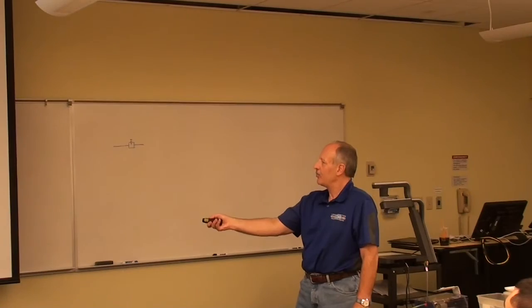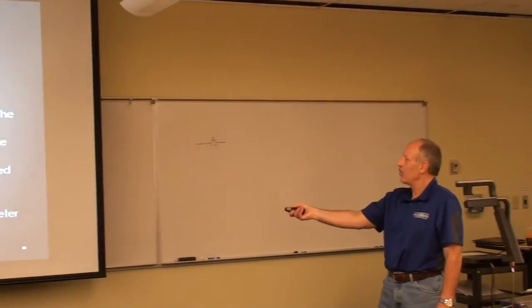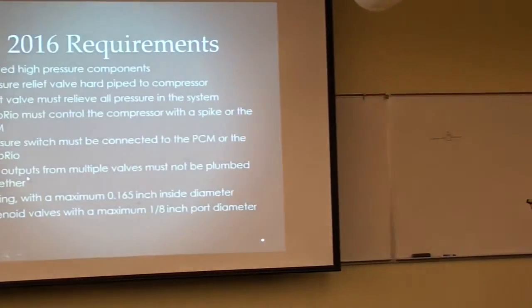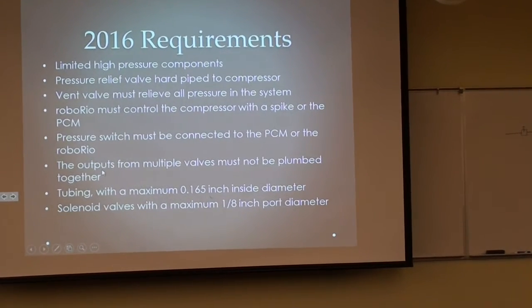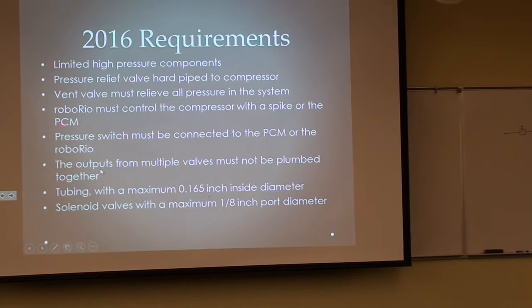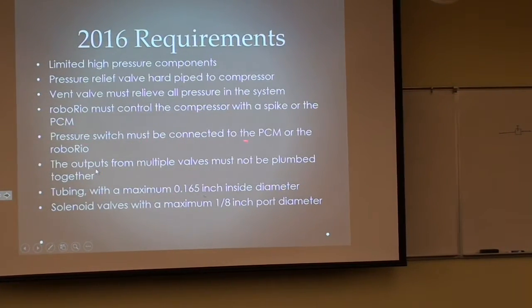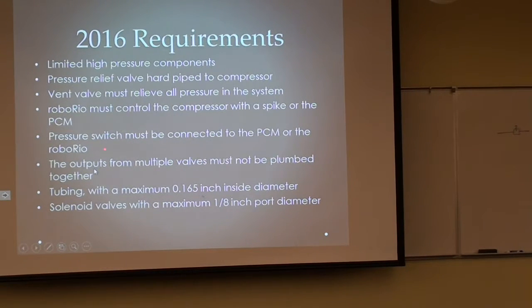But the big thing: your pressure switch, the Robo-Rio has to control the compressor. You can use the Spike or the PCM, that's the pneumatics control module. And the pressure switch has to be connected to the PCM or the Robo-Rio. This trips out a lot of teams, especially rookie teams. They think they can put the pressure switch in line with their Spike, control their Spike, and that's not allowed.